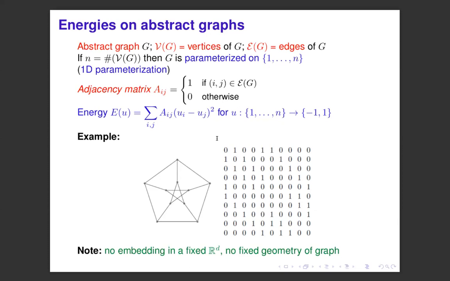And the energy, which is still of the form that we have seen before, is described by the adjacency matrix, which we take the simplest one. So we are just counting the number of edges that are separated in this choice of the spin function here. So A_ij is either 1 or 0. So here is an example of a graph, and here is the corresponding matrix.